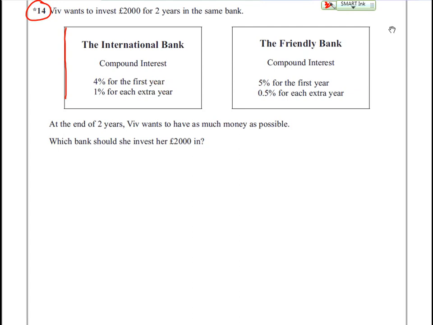I'm going to do the working out for the international bank in red. If you want in your exam, you can just split your page in half and compare on each side. We're going to work out how much money she gets from the international bank. You could call it I, couldn't you, for international? So we're going to think about compound interest, and that means that it gets added to your current amount.